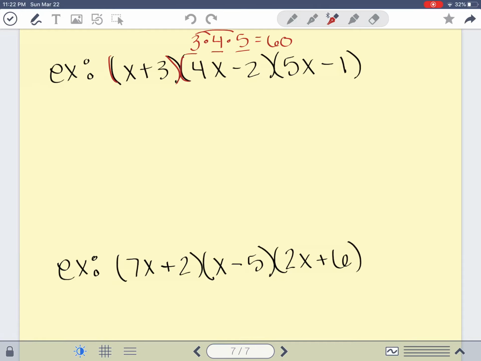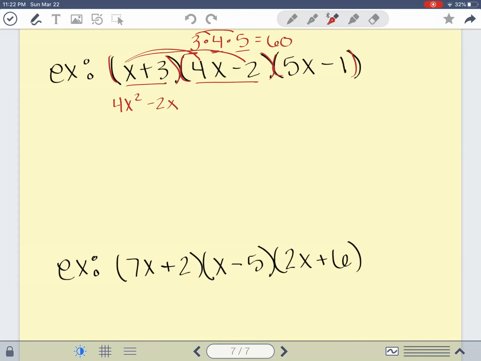Same thing happens when we are multiplying multiple polynomials. Just like how I would do just 3 times 4 here, first, let's focus on just multiplying these first two binomials. So here, I'm going to use the FOIL method. All right, I've got x times 4x. I've got 4x squared.